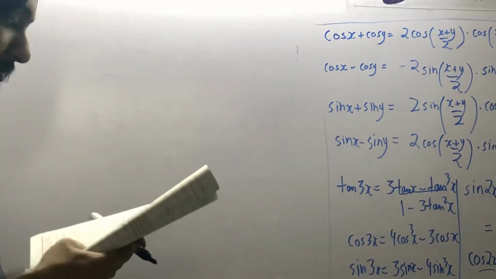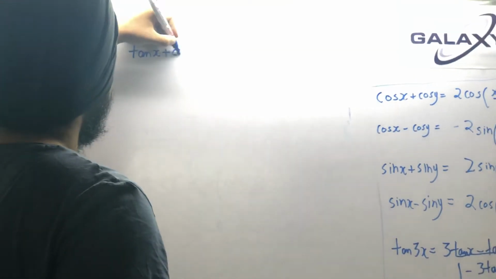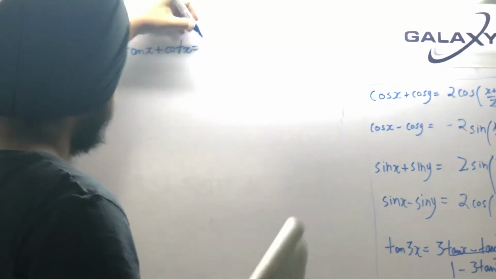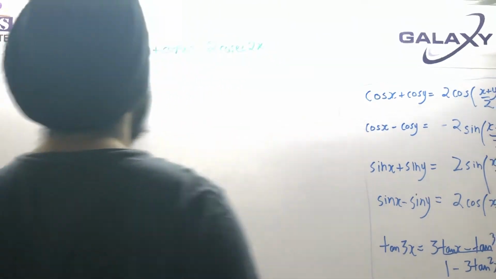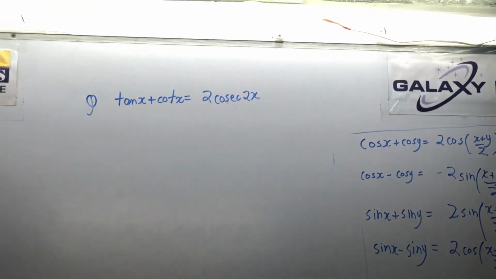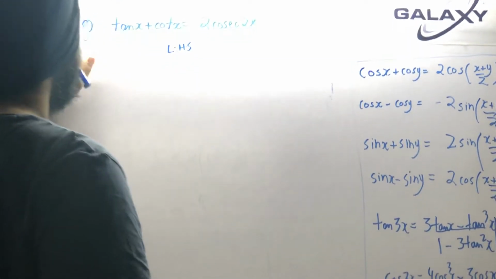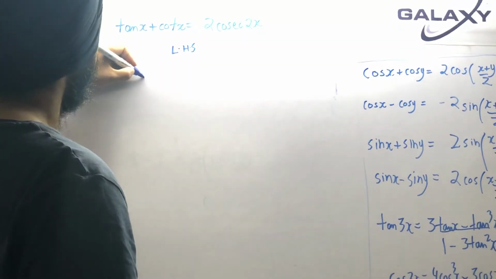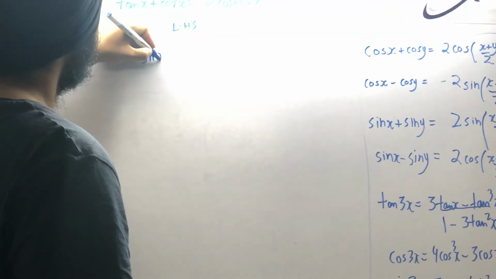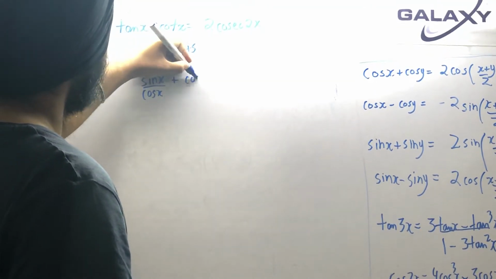Okay, next question. Okay, so we have to prove this thing. First of all I will start from the left hand side. So tan x plus cot x. So what is tan x? Just simplify it into sine and cos first. Tan x is sin x upon cos x plus cos x upon sin x.